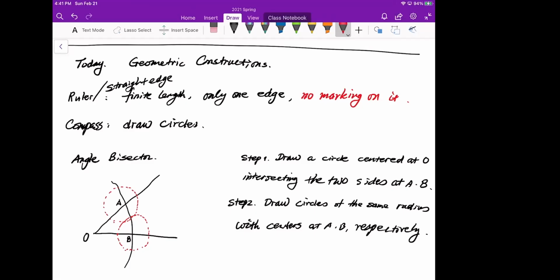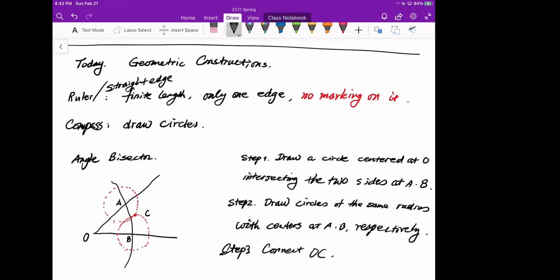So let's say I'm going to intersect here. Suppose this point is C. Okay, they intersect at the C here. And then what I'm going to do is connect the AC, actually make an extension. So step three is to just connect the OC, and the conclusion is that OC is your angle bisector.